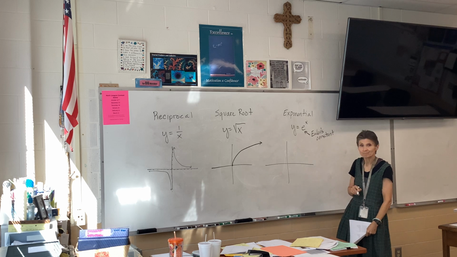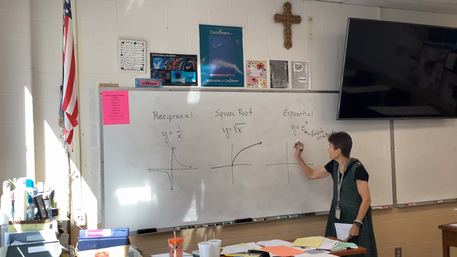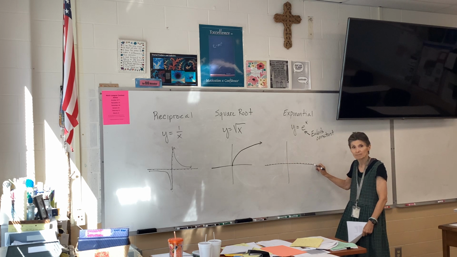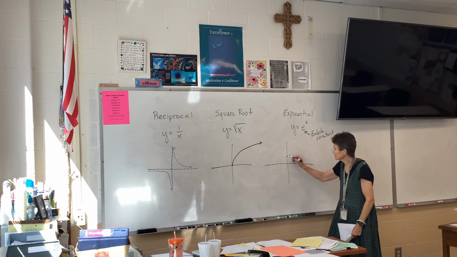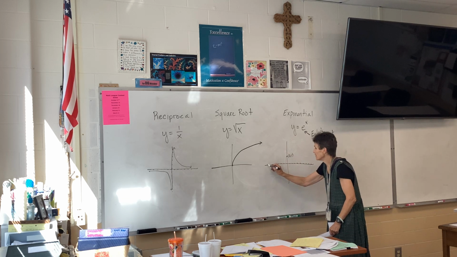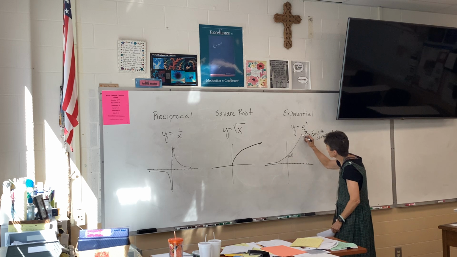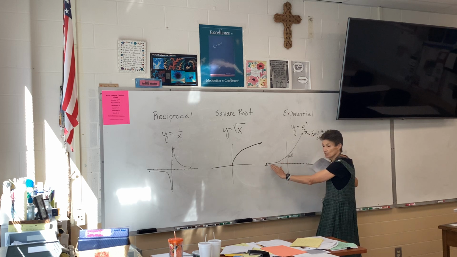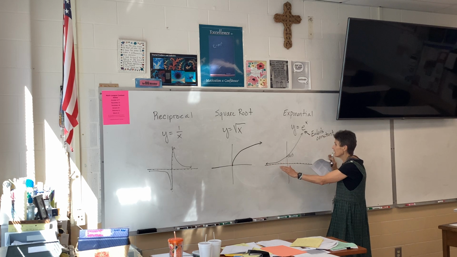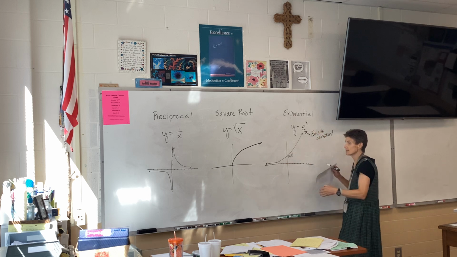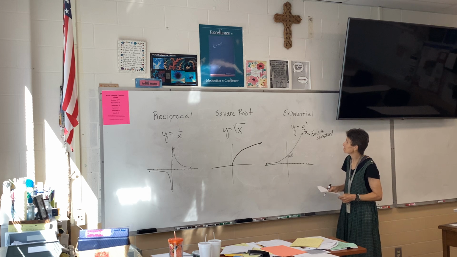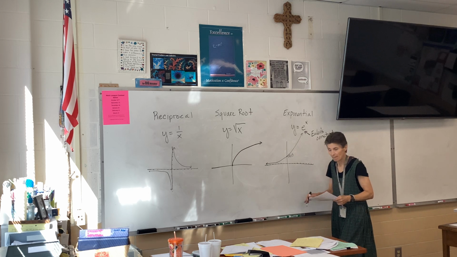That curve has an asymptote on the x-axis, a dot at (0, 1), and then it looks like this. So as it goes to the left, it gets closer to its asymptote, and as it goes to the right, it starts shooting up into space.